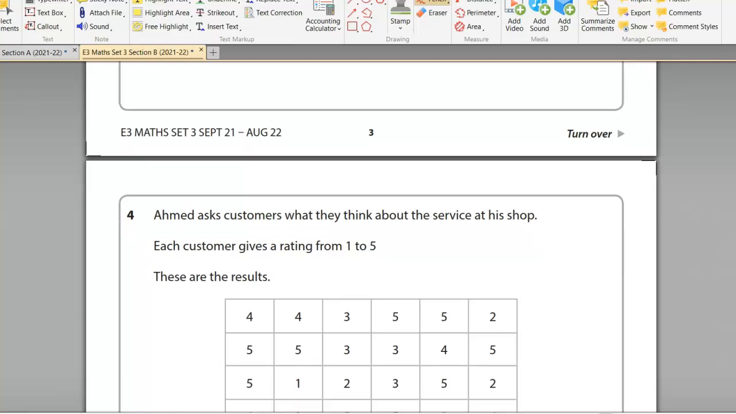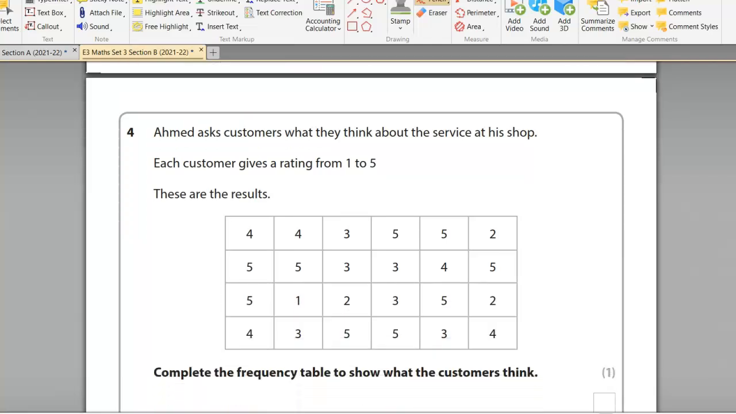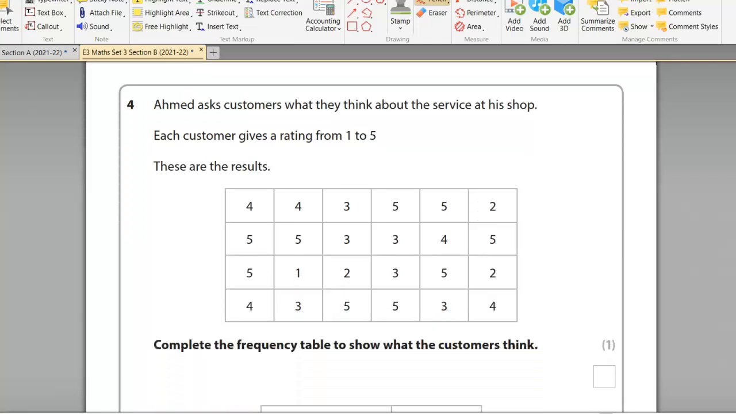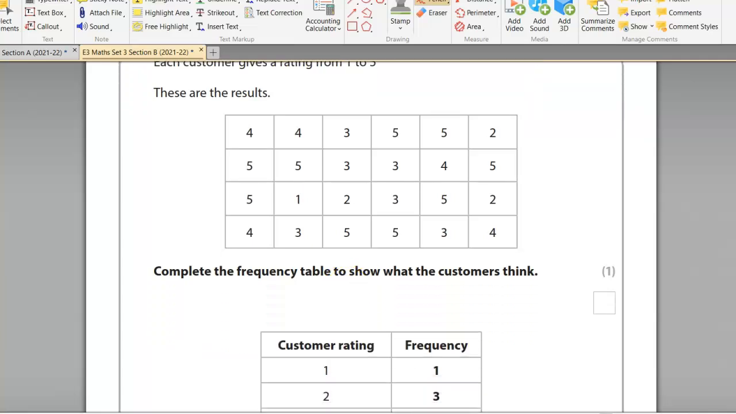Question 4. Ahmed asks customers what they think about the service at his shop. Each customer gives a rating from 1 to 5. These are the results. All right, so every number in this table is a rating that a customer has given between 1 and 5, is what those two sentences are telling us. Complete the frequency table to show what the customers think.